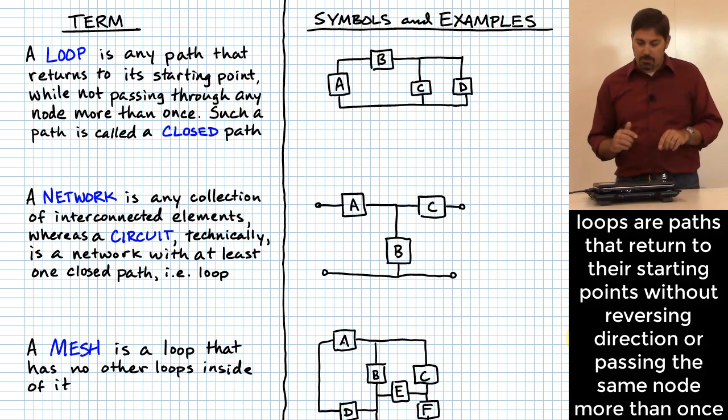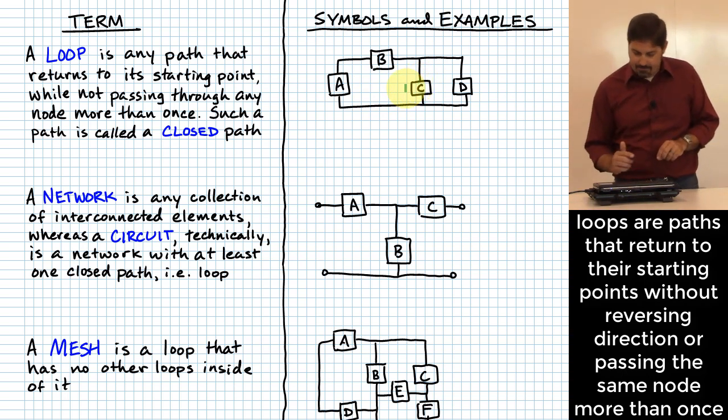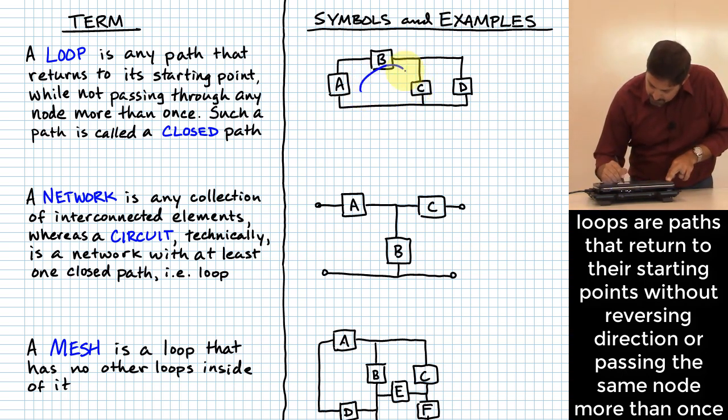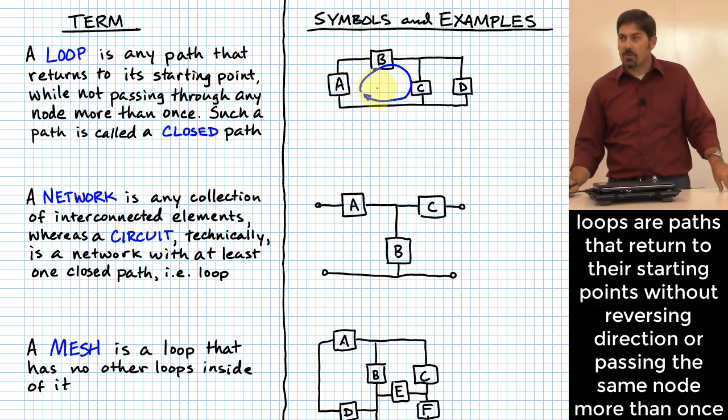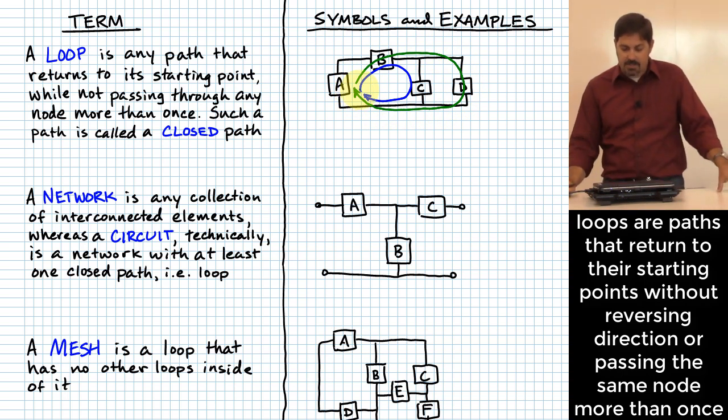Let's identify some loops on this circuit that I have right over here. Okay? Like what? A to B to C, around back to A. I didn't touch any one of my nodes more than once, right? So that would be one of my loops. Are there any other loops? Okay. I could go from A to B, around to D, and back to here. I went all the way around, didn't touch any of my nodes more than once, so that would also be a loop. Are there any other loops?